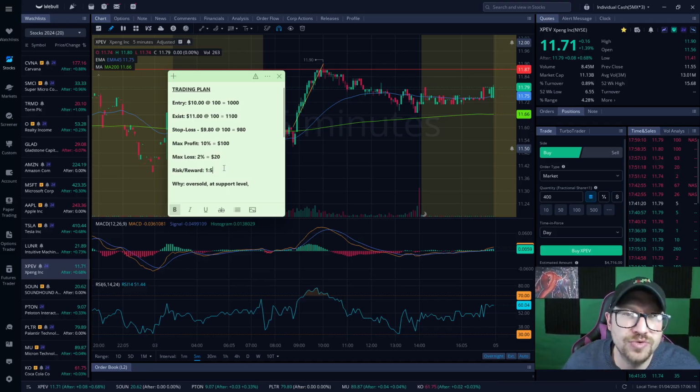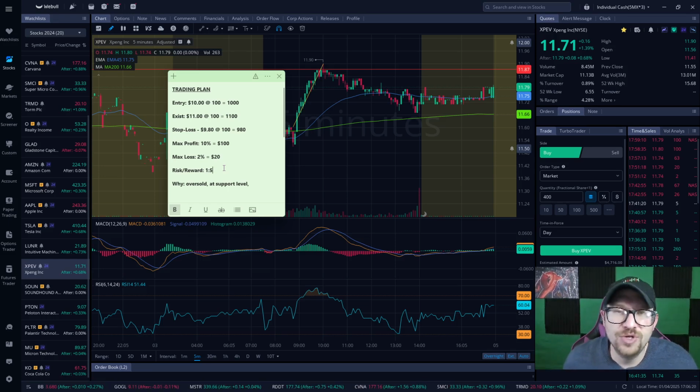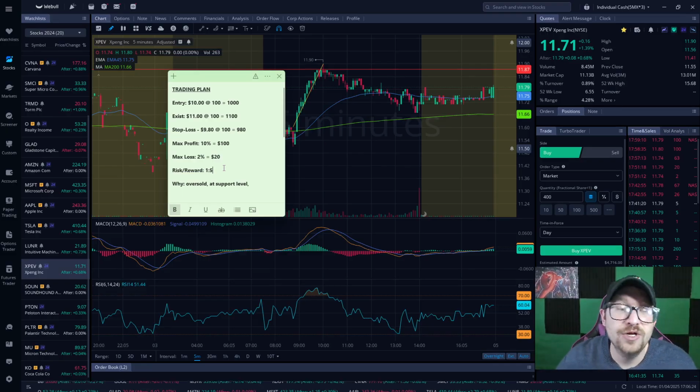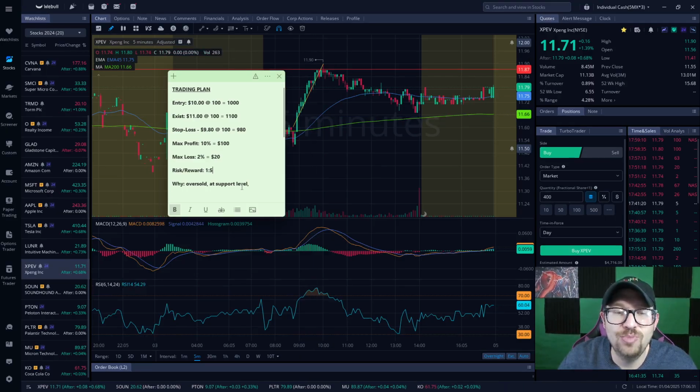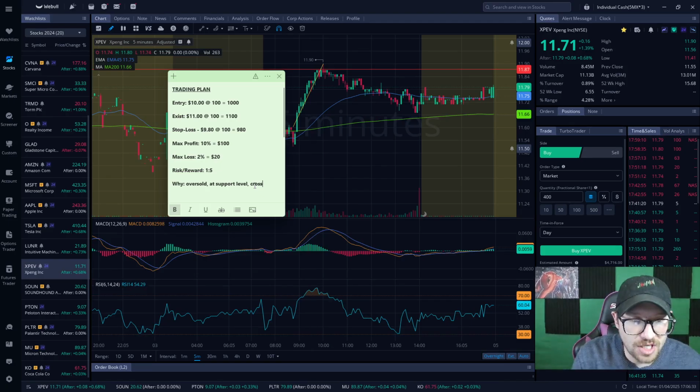Now, with a 1 to 2, you can be very profitable. 1 to 3 is much better. A 1 to 5 is perfect. You can even get 1 to 10, 1 to 20 risk to reward. Now, why did we get into this? Well, it was oversold and it was at a support level. It also crossed over the moving average.